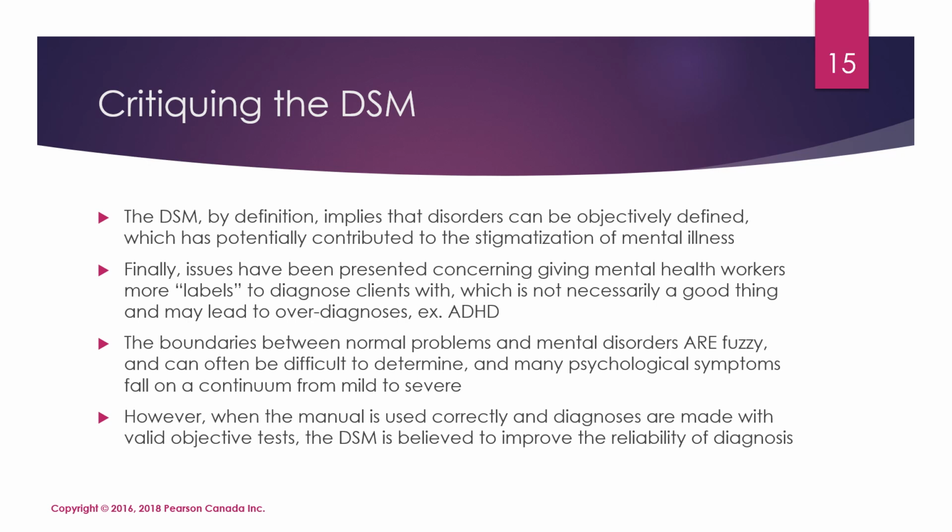So the boundaries between normal problems and mental disorders are fuzzy, and they can often be difficult to determine, and many psychological symptoms fall on a continuum from mild to severe. So like we said, it's hard to determine whether or not somebody should be classified as having a disorder in a very objective way. However, when the manual is used correctly and diagnoses are made with valid objective tests, the DSM is believed to improve the reliability of diagnosis. So if it's used in conjunction with in-person interviews and other objective tests, measures, and inventories of different symptoms, then it does help improve the reliability of diagnosis. So there's a lot of issues with it, but it is an important tool for us to have.